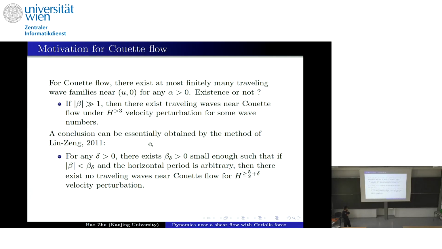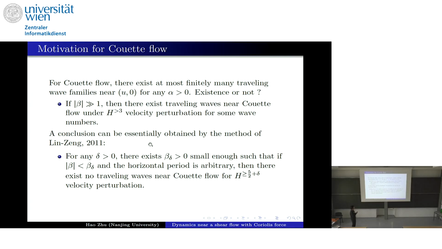From the theory, we can see that for some Love number, there exist families near the Couette flow. But from some results of Lin and Zheng, we find that if beta is small enough, then for any horizontal period, there exist no traveling waves near the shear flow. Here we only consider the case where the regularity is large enough.